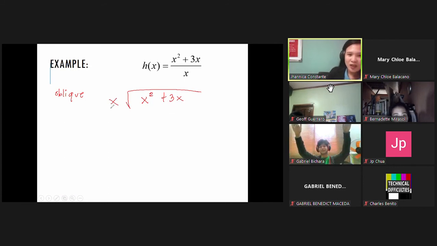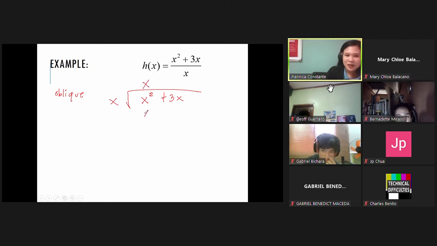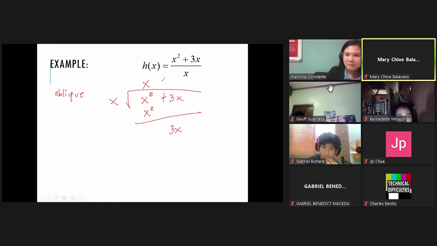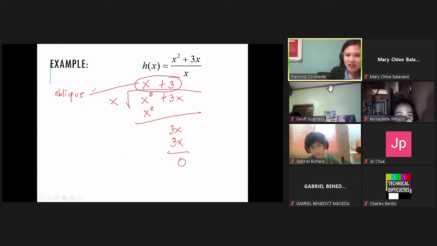So x squared divided by x is equal to x. And 3x divided by x is equal to 3. So the oblique asymptote of our function is x plus 3. That is our oblique asymptote.